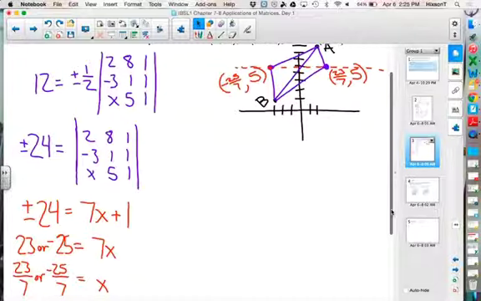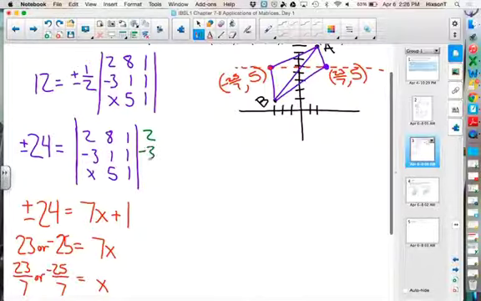Any questions with what we've done there? Can you solve it for the determinant? Yeah. Are you having trouble with the determinant? Which method? The first one. Okay. So if I was doing this one, trying to find the determinant, the first way, I'd have 2, negative 3, and x, and I'd have 8, 1, and 5.